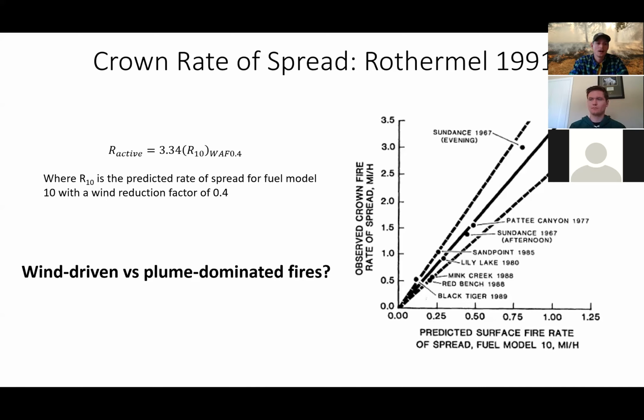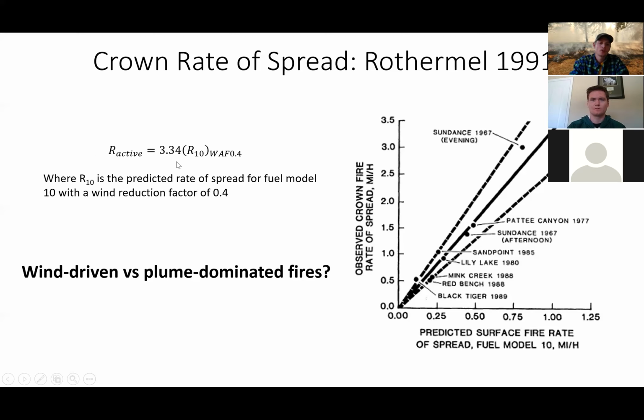So yeah, these are all for wind-driven fires, and basically what Rothermel did is he got this collection of a data set of all these different wind-driven crown fires, and you can see when you plot them here, there's a pretty nice relationship. And so I guess back to his equation for what is the active rate of spread.